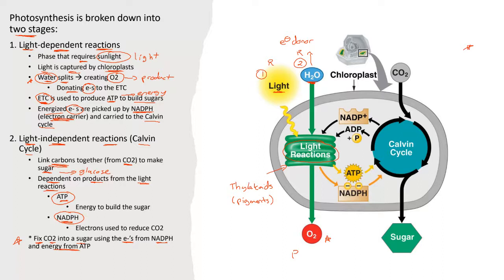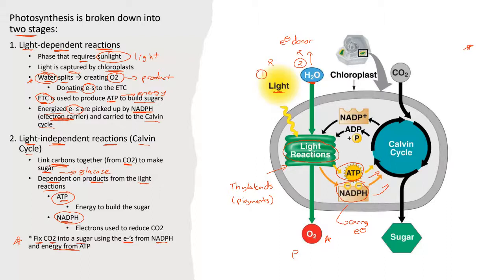What is another product of our light dependent reactions? Well, we make ATP. ATP is another product of the light dependent reactions. Another one is going to be NADPH, which is going to carry energized electrons. NADPH and ATP are going to enter the Calvin cycle, or the light independent reactions.